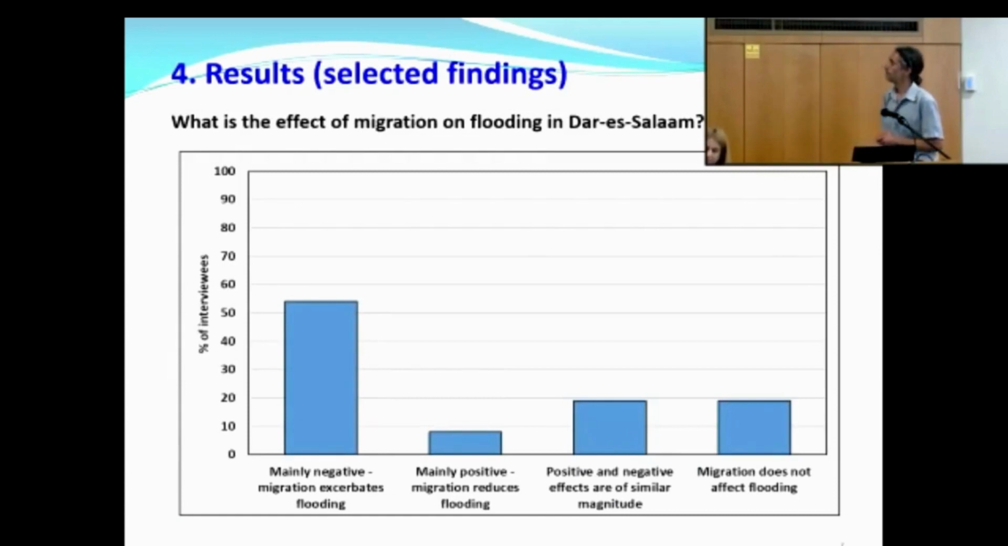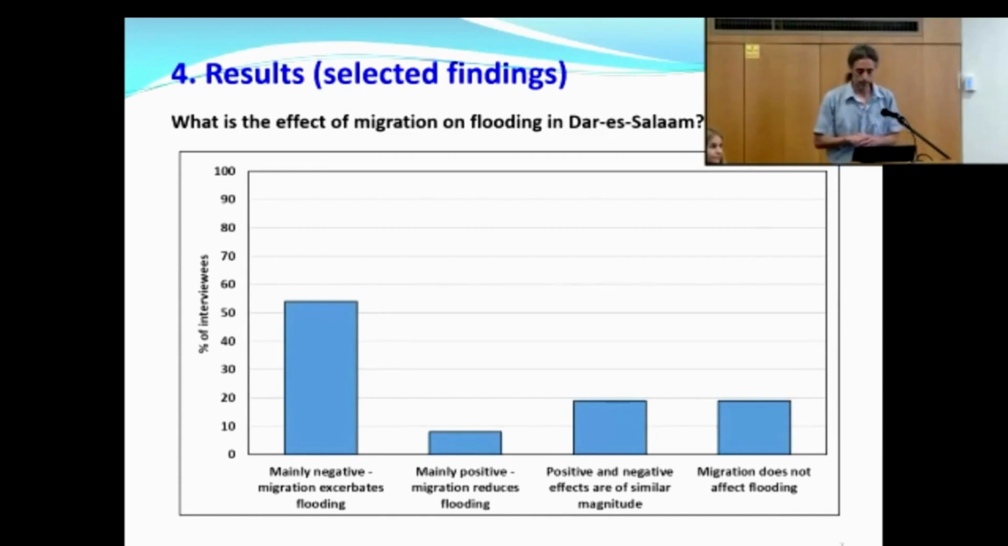So let's move to the results. I'll show only, again, a very, very small part of the results. We've asked these policymakers and planners, what is the effect of migration on flooding in Dar-es-salaam? Most of them, slightly over a half, see the effect as negative, which is already very different from what most of the literature says, that we only need to accept and embrace the immigrants and everything is going to be great.